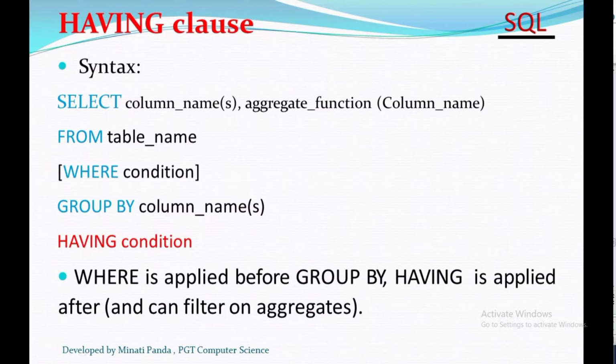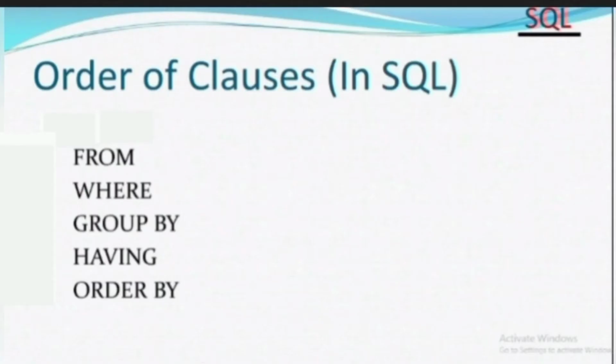Syntax of the HAVING clause is: SELECT column names, comma, aggregate function within brackets (column name) FROM table name WHERE condition GROUP BY column names. The order of clauses in SQL is FROM, WHERE, GROUP BY, HAVING, then ORDER BY. WHERE is applied on whole tables or columns, and HAVING is applied on groups.